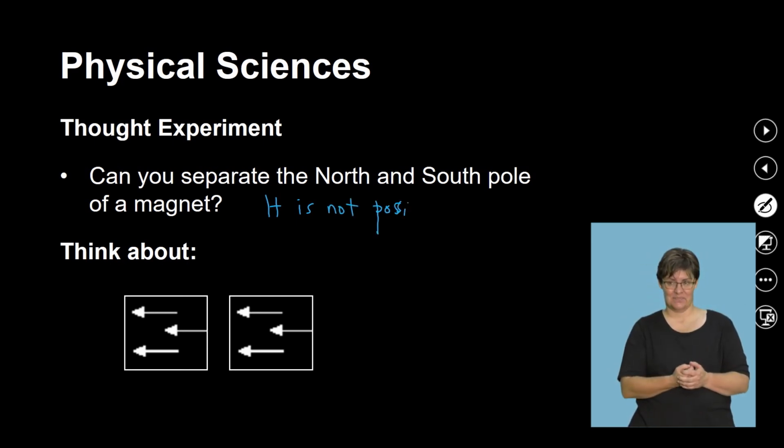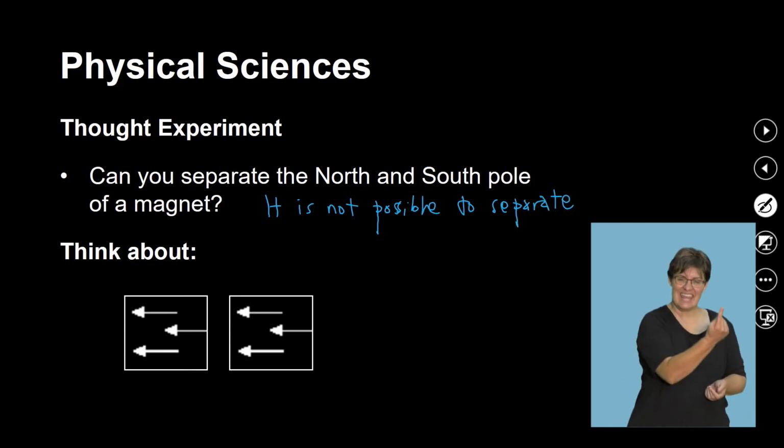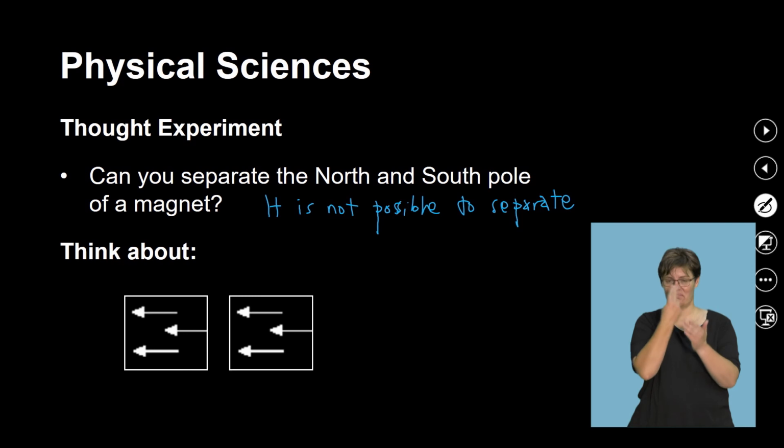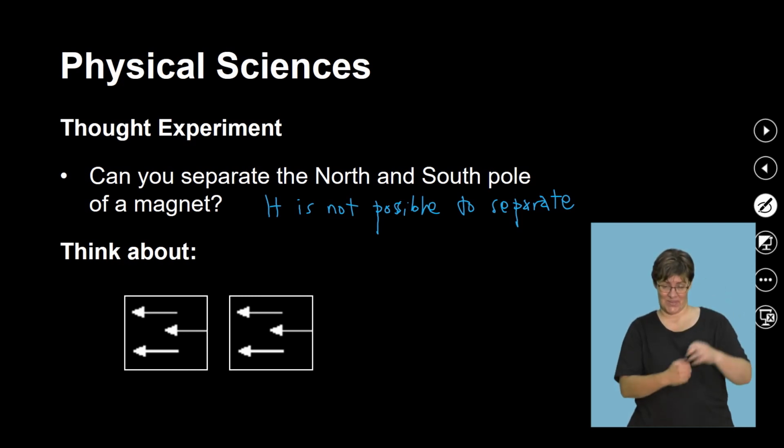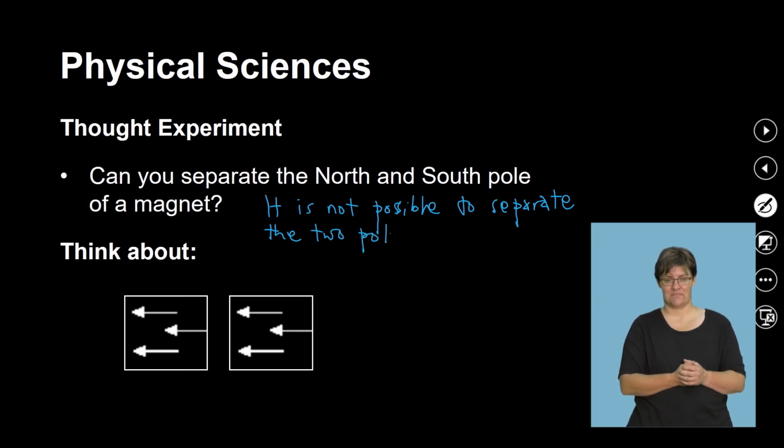Is it possible? It is not possible to separate the two poles. Why? We're going back to the point that every magnet is actually a dipole. So it's not possible to separate the two poles of a magnet.